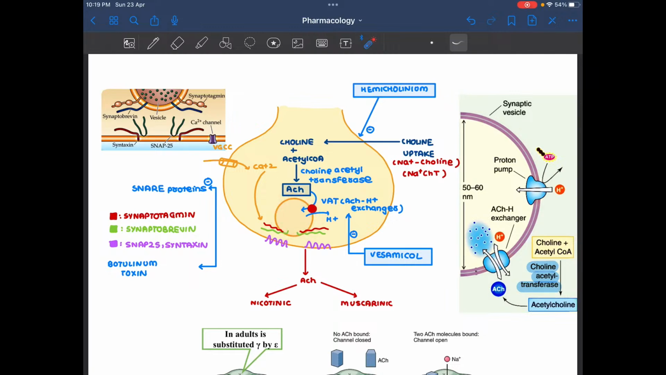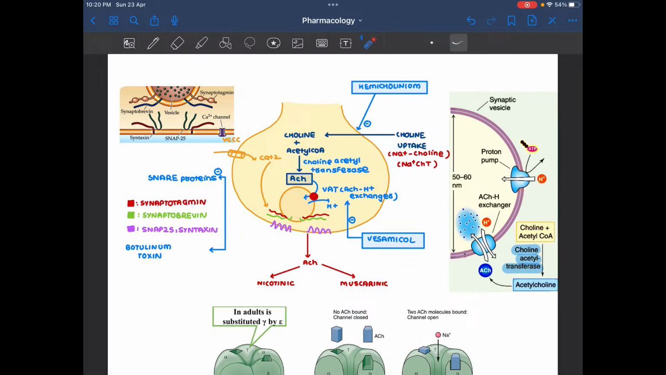This is the vesicle, a small clear vesicle. Acetylcholine is taken inside that vesicle via a transporter known as VAT, the vesicular acetylcholine H-positive exchanger. So this acetylcholine gets inside the vesicle, and now it's going to get released. Once released, it acts on two types of receptors for the parasympathetic nervous system: the nicotinic receptors and the muscarinic receptors.